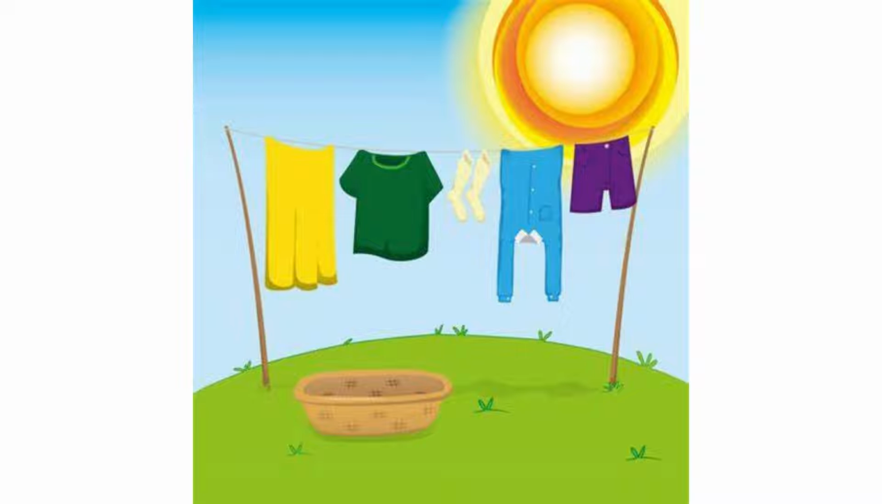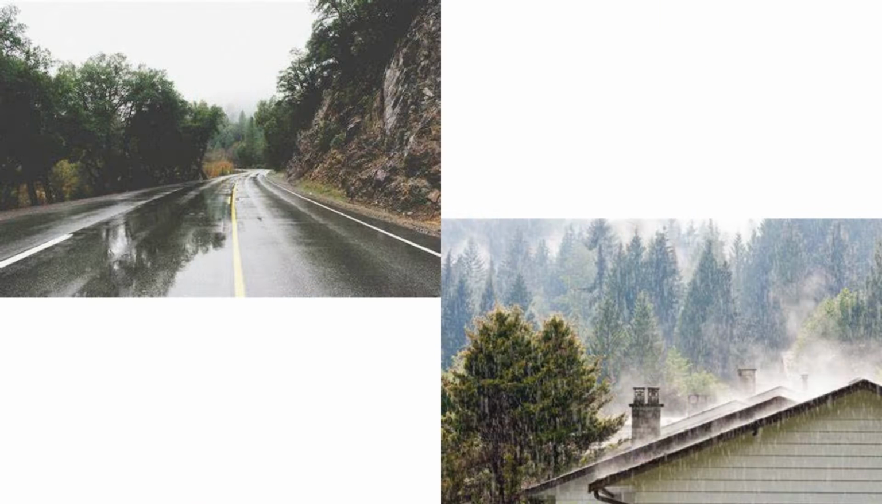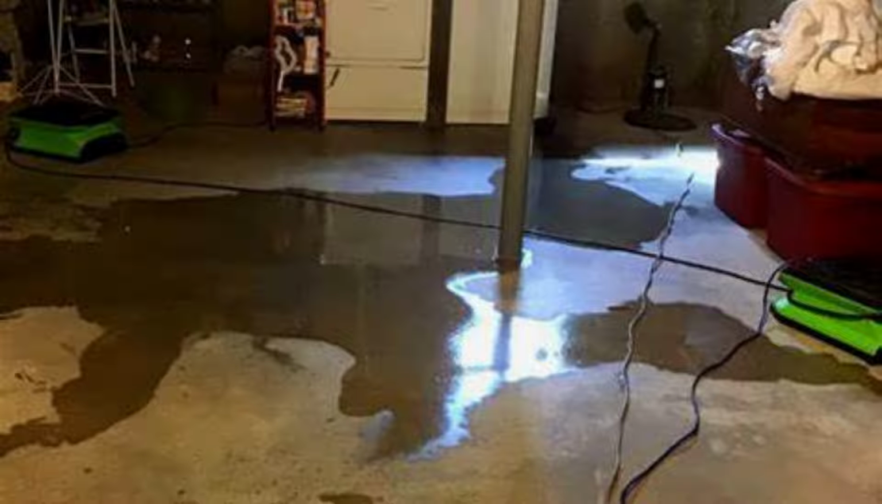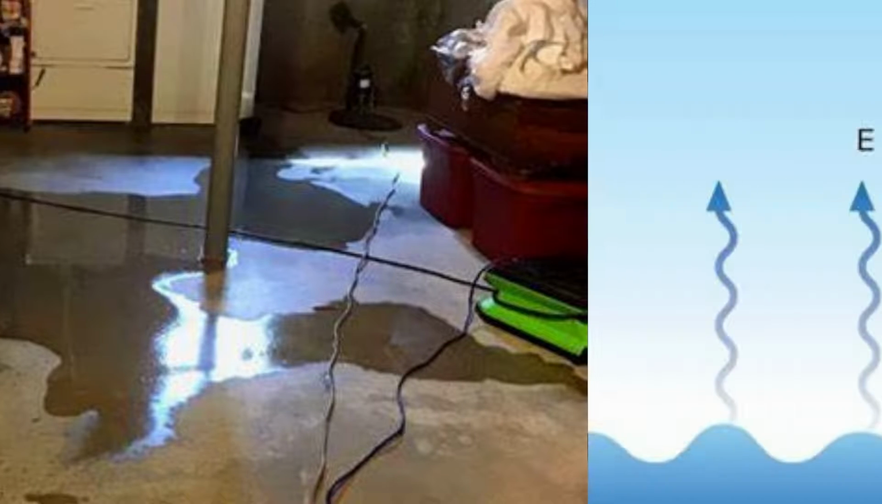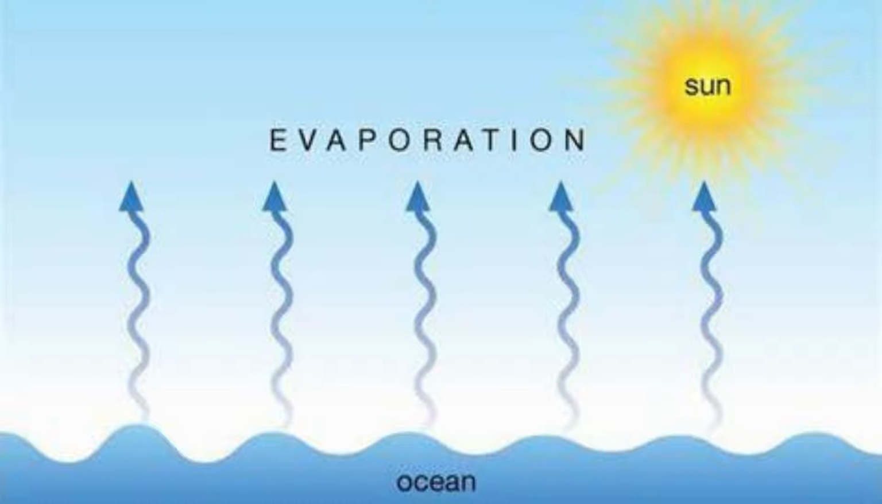Similarly, water disappears from wet clothes as they dry up. Water from wet roads, rooftops and a few other places also disappears after the rain. Where does this water go? This process is called evaporation.